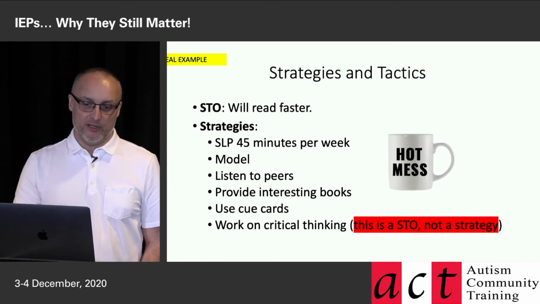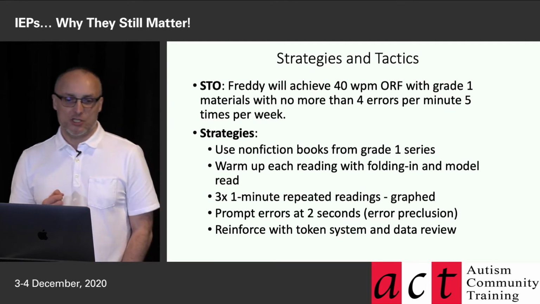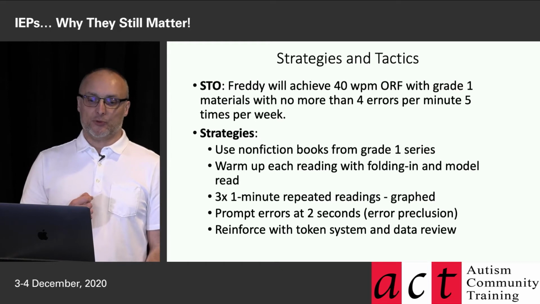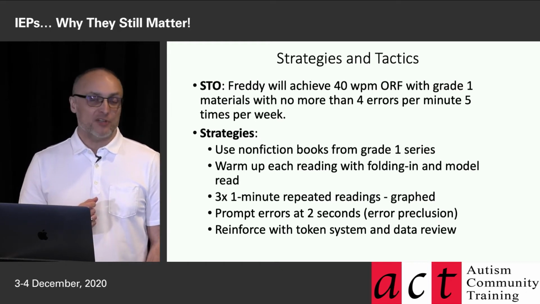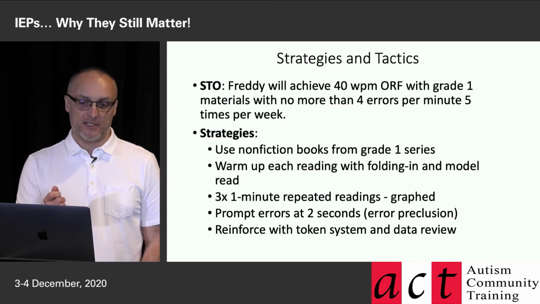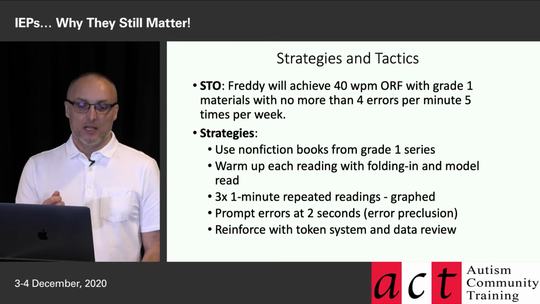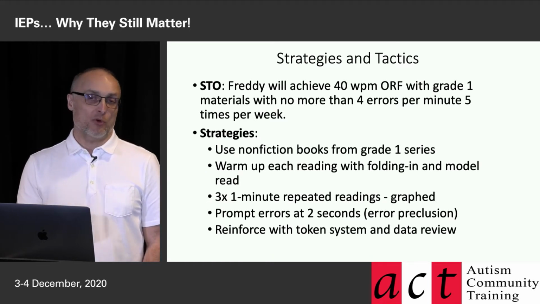So this example here is just a complete hot mess, right? We need to fix this. The short-term objective is that Freddy will achieve 40 words per minute with oral reading fluency, with grade 1 materials, with no more than 4 errors per minute, 5 times per week. So what do we see here? That he'll achieve 40 words per minute. That's both the criterion and what he will do, right, in terms of accurately reading quickly. The context is grade 1 materials, and part of the criterion is no more than 4 errors per minute.